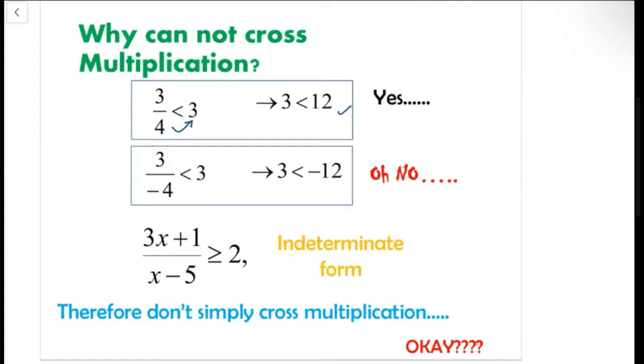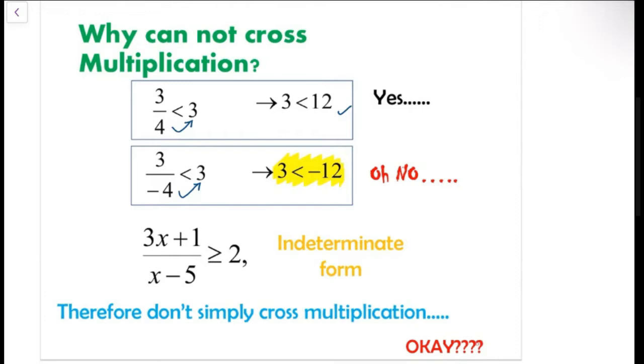Yes, there is no problem in this case. But if I have negative 4 on the denominator part, then I multiply with 3. Now we have a new statement of 3 less than negative 12, which doesn't make sense at all. So when it involves a negative number, you cannot simply apply cross multiplication, or else we get the wrong statement. Bila kita ada bahagian denominator dengan negative number, kita tak boleh terus darab across our inequality sign, nanti statement kita akan jadi mengarut.